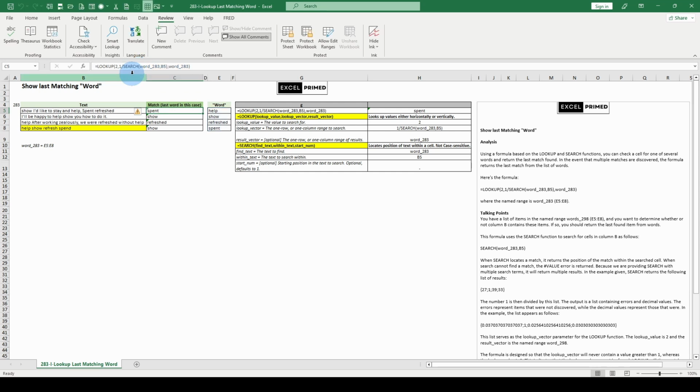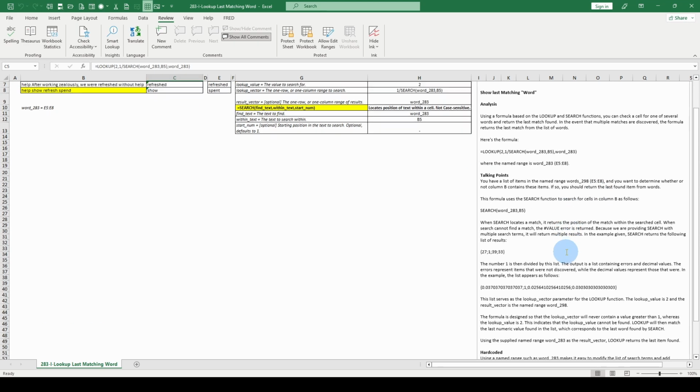All lookup is doing, because where you have this 1 in here, look at the lookup vector, F9. We have numbers. We have a number here, and then we have a break with the semicolon. Another number. That's the second number. Break. Then we have the third number and a fourth number. We're not going to get overly complicated here. Lookup is just looking for what? Show last matching word right here, and it's spent.